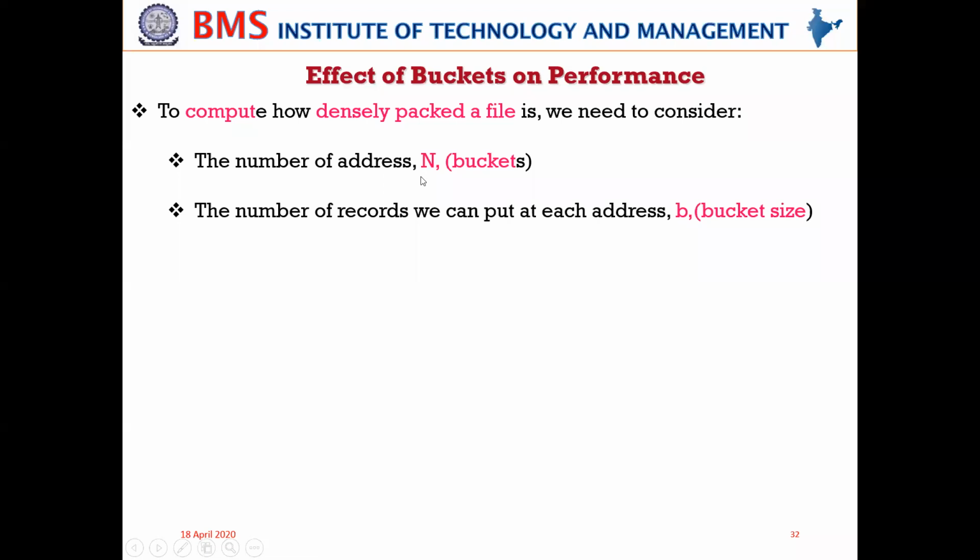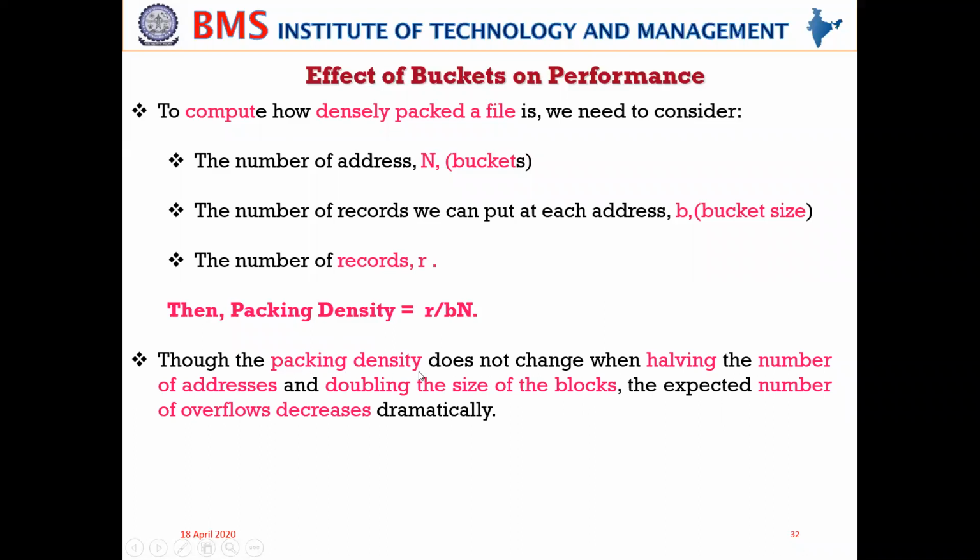N is the total number of buckets I have, and R is the number of records I want to store. Given these three parameters, packing density can be calculated as R divided by BN. R is the number of records I want to store inside the buckets, B is the capacity of each bucket, and N is the total number of buckets. By using this packing density, I can check how densely my file is packed with the records.